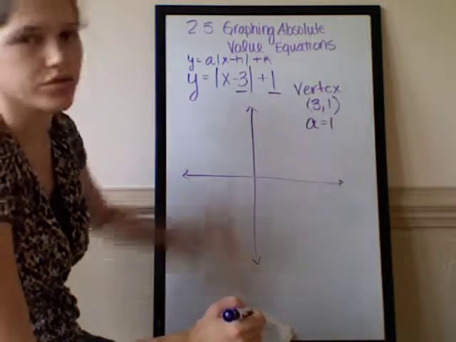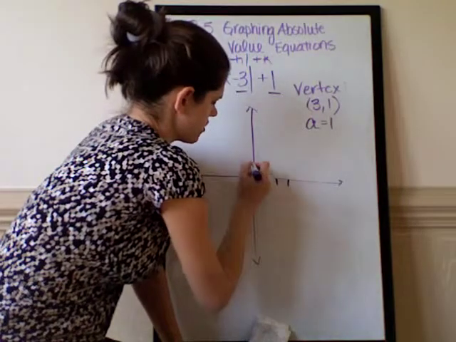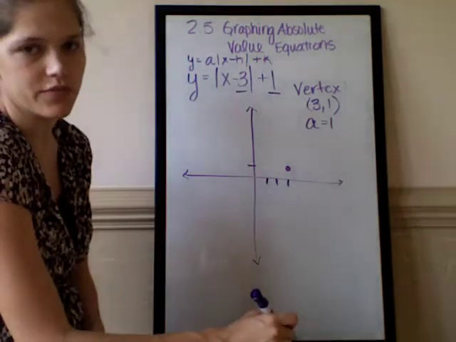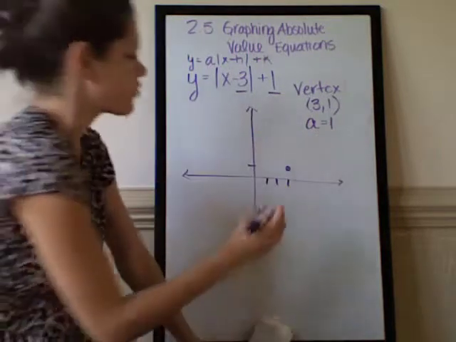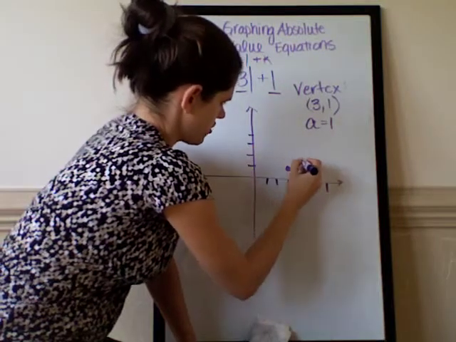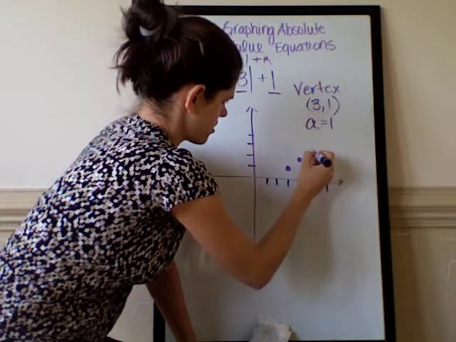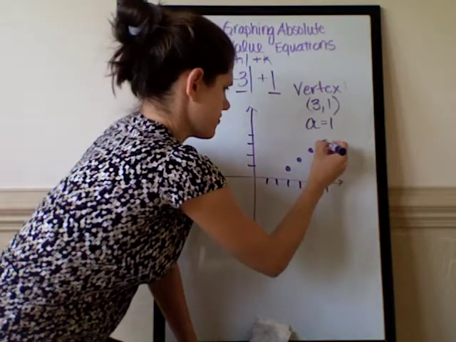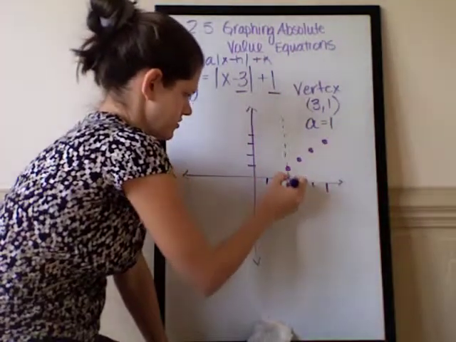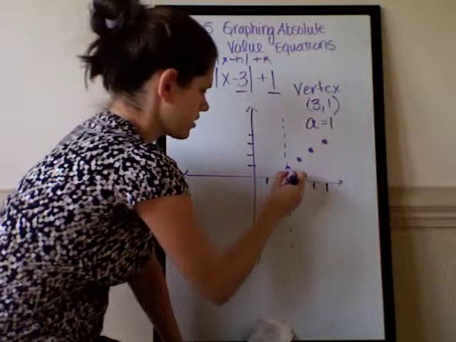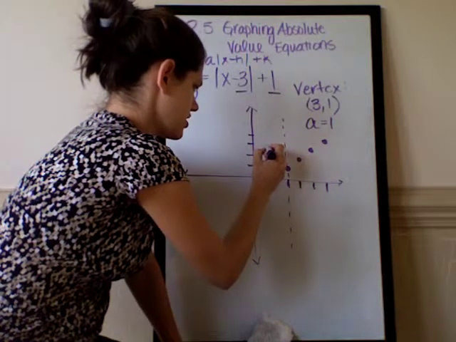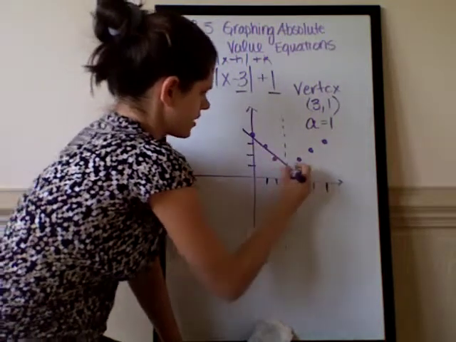So I'm going to go 3, 1, 2, 3, 1. I'm going to plot that point. And then I'm going to make a V shape from there, going up 1 over 1, because my slope is 1. So, up 1 over 1, up 1 over 1. And remember, your line of symmetry is occurring at that vertex here. So I'm going to do the same thing on the opposite side. Up 1 over 1, up 1 over 1. And there's my V.